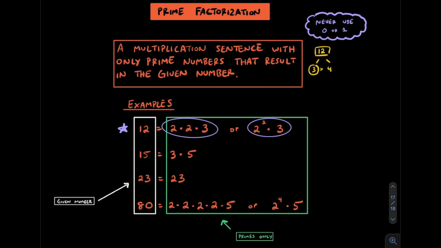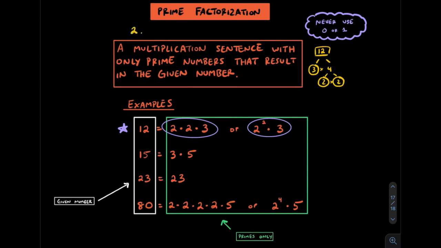Since 3 is prime, I'm going to circle it. Since 4 is composite, we know it could be broken down a little bit more. The 2 factors of 4 you should be thinking of are 2 times 2. Since these are both prime numbers, we're going to circle them. As you're doing prime factorizations, you should be only circling prime numbers.